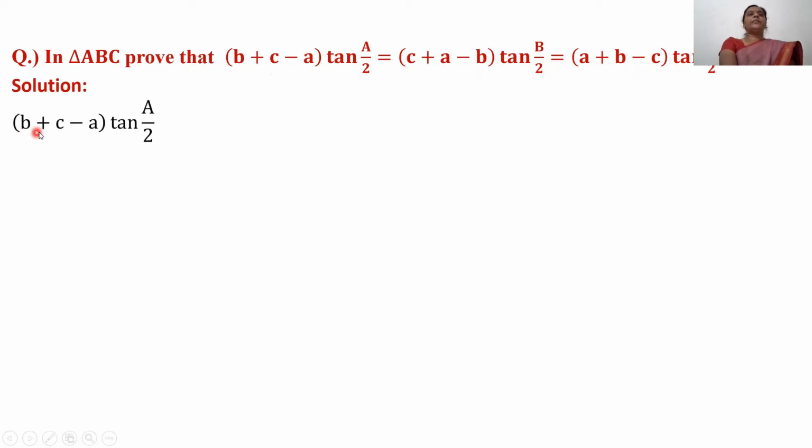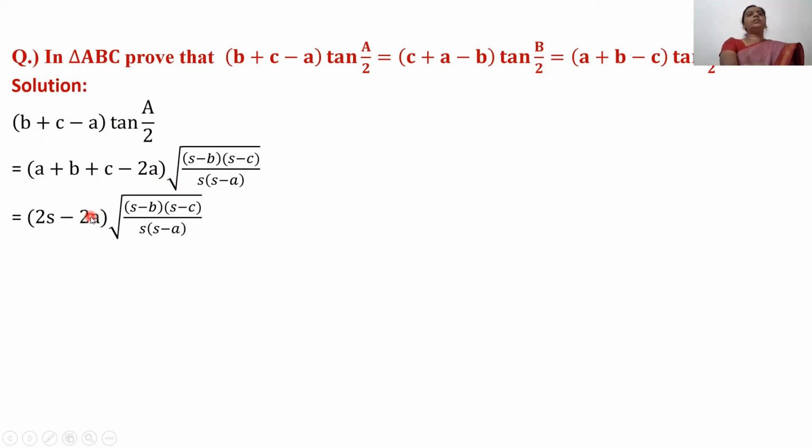Write down in the bracket B plus C minus A into tan A by 2. Here I don't need this minus A, therefore I will add 1A and subtract 1A. Adding and subtracting 1A, I will get here in the bracket A plus B plus C minus 2A. And for tan A by 2, I will keep the half angle formula, that is under root S minus B into S minus C divided by S into S minus A. Okay. Now what is this A plus B plus C in the next step? This A plus B plus C is nothing but 2S. Therefore write down this 2S minus 2A and keep this as it is.